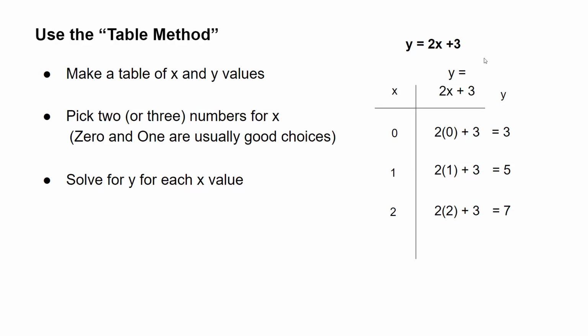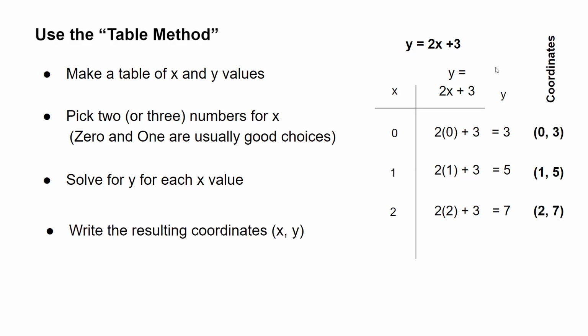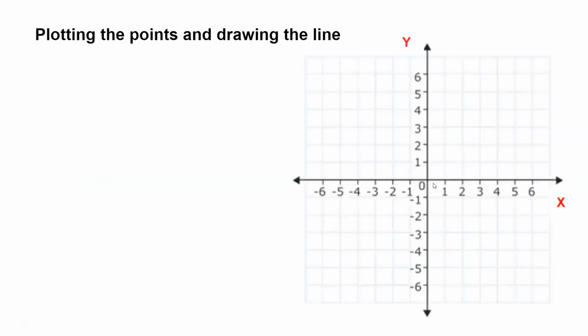Now the point of this table is to find coordinates. We then write the resulting coordinates. We use our x value that we chose and the resulting y value. 0, 3 is one coordinate. 1, 5 is our second coordinate, and 2, 7 is our third coordinate. Now that we found our coordinates, we're going to move over to our coordinate plane and plot those resulting coordinates.